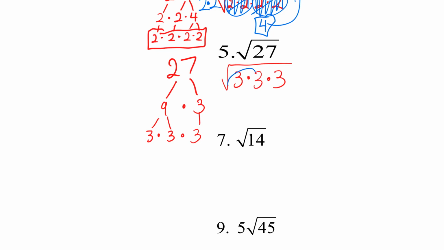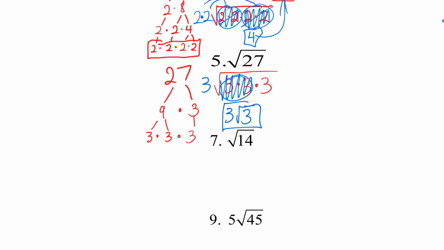Yes. Yep, pair of 3s. 3 times 3 is 9, and the square root of 9 is just 3. So you get 3 square roots of 3. Okay.